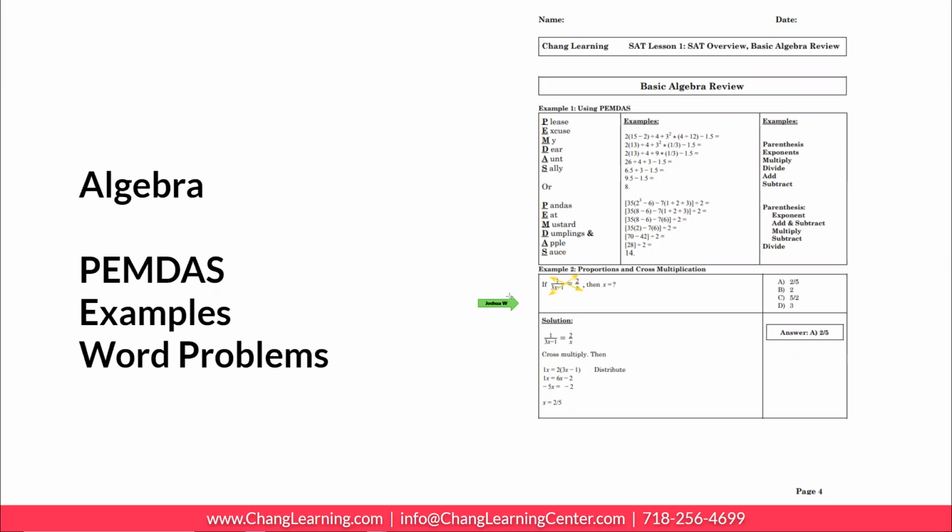Distribute the 2, and down below you see here when we cross multiply that 1x equals the other diagonal multiplied, 2 times 3x minus 1. 1x is 6x minus 2. Subtract 6x, and then divide both sides by -5. And the correct answer is 2/5, or 0.4, which is A in this multiple choice.